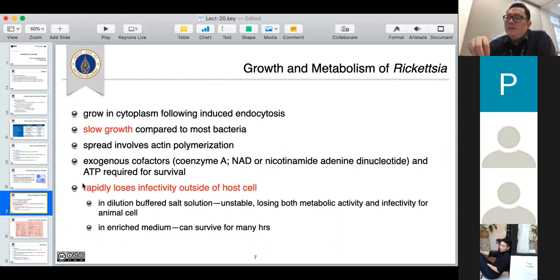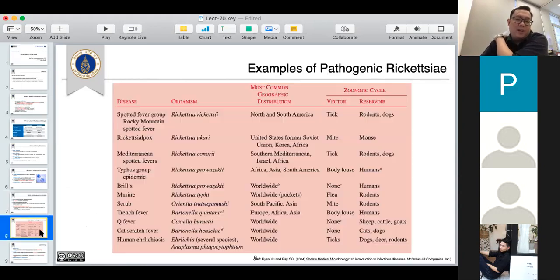In Rickettsia, once they spread from inside the cells to meet the environment directly, they lose the ability to infect the host cell very, very quickly, okay? So if you want to take a sample and culture Rickettsia, you probably need an enriched medium and transport medium to maintain viability. Otherwise, you cannot infect Rickettsia in the cell culture, because they lose the ability very quickly, okay?